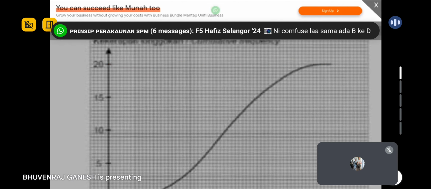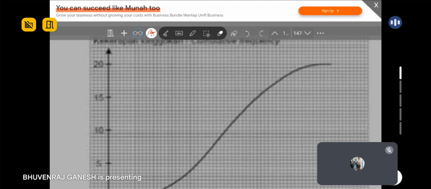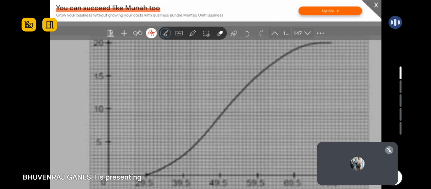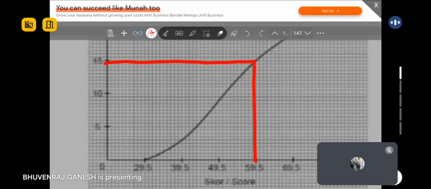So 3 over 4 times 20, you will get 15. Am I right? 15. Okay, so at 15, you must draw a straight line, touch the graph, and then go down. So I think you will be getting an answer of 59.5 exactly for Q3. Okay, Q3 kamu akan dapat 59.5.